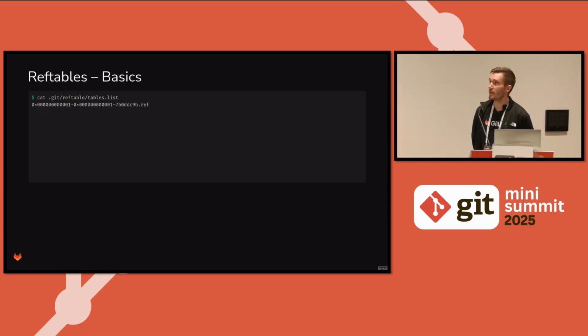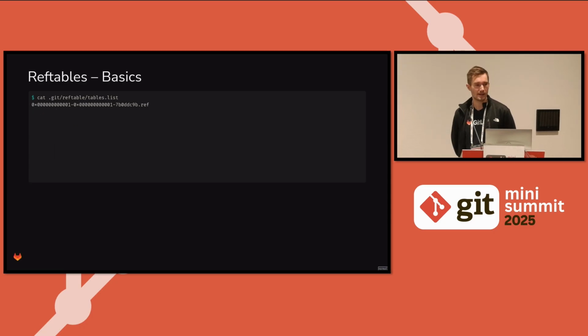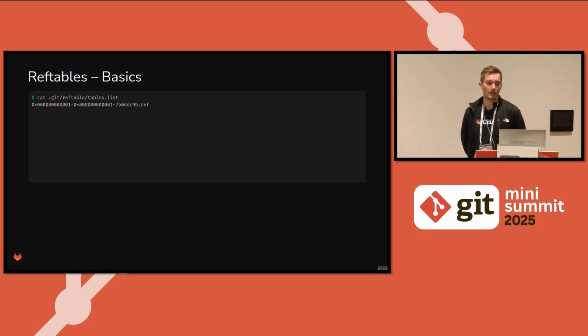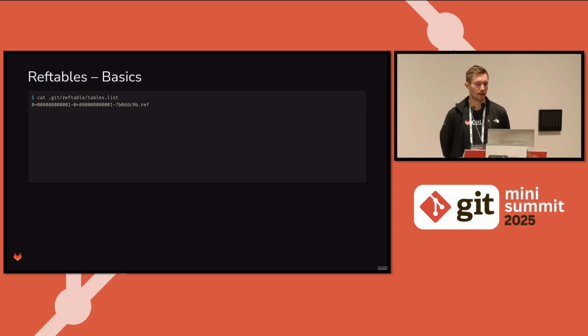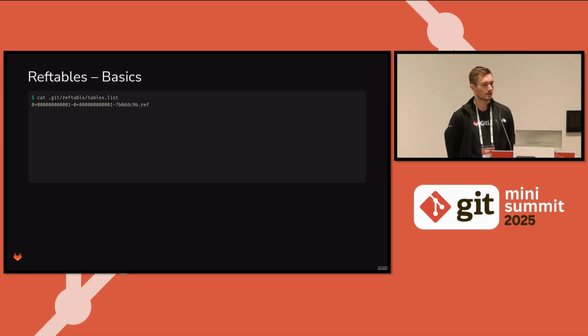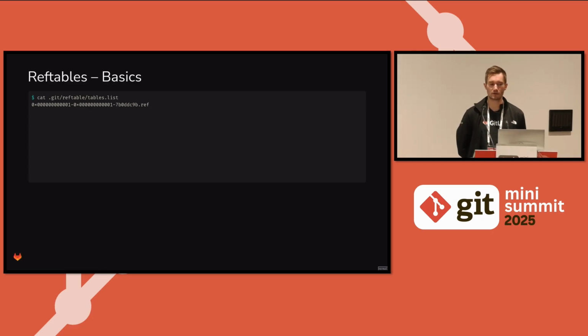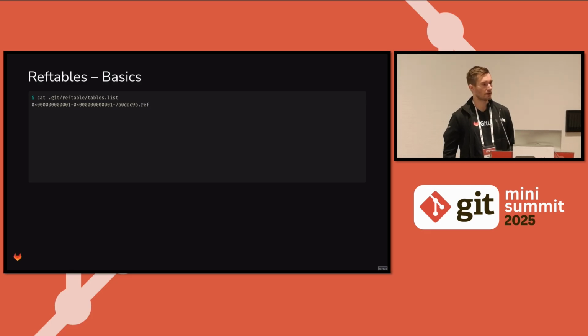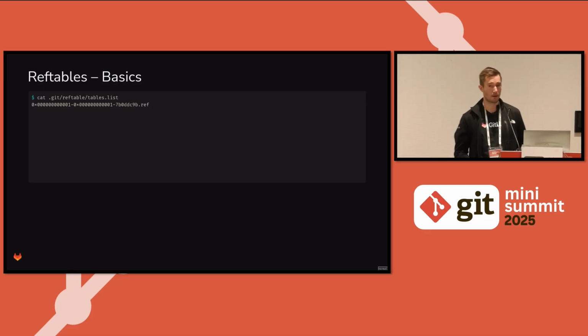The first data structure that is actually specific to Reftables is the tables.list file. This file tracks the currently active list of tables. So whenever you update a reference, Git will write a new Reftable to the repository and append it to this specific list. This mechanism is really important to Reftables because it allows for atomic updates.